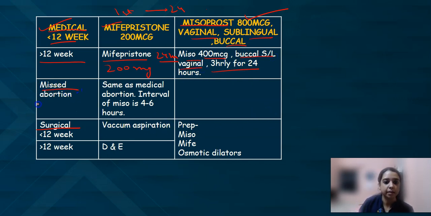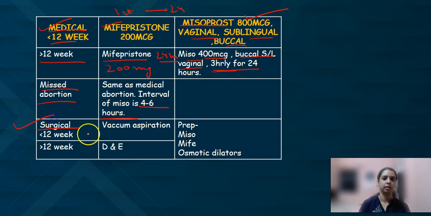In case it's a missed abortion, it is the same, at less than 12 weeks or more than 12 weeks, except that since it is missed, the pregnancy might be smaller. The miso does not need to be repeated 3 hourly. Miso can be repeated 4 to 6 hourly. Otherwise, everything is the same, right? Do you understand? Getting my point? So, medical: MIFI followed by single dose miso; more than 12 weeks, MIFI, miso, repeat every 3 hours.